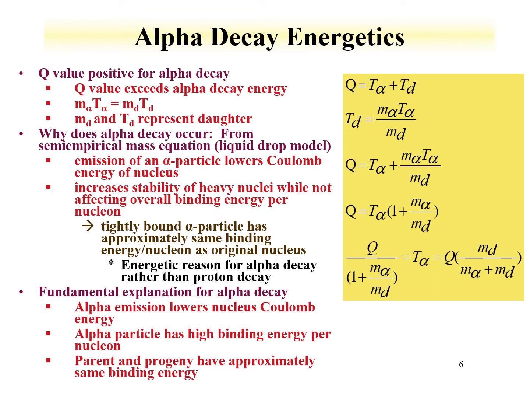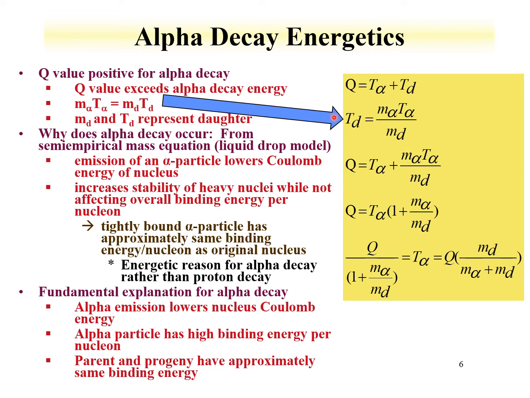The alpha decay energetics allows us to calculate the Q value and the alpha decay energy for a given isotope. We know that the Q value exceeds the alpha decay energy, and this is due to the fact that the Q value is the total energy of the system, so it's the kinetic energy of both the alpha particle and the daughter. We have a relationship where the momenta are equal in opposite directions, so we can use this equation where mass times kinetic energy for the alpha is equal to mass times the kinetic energy of the daughter.